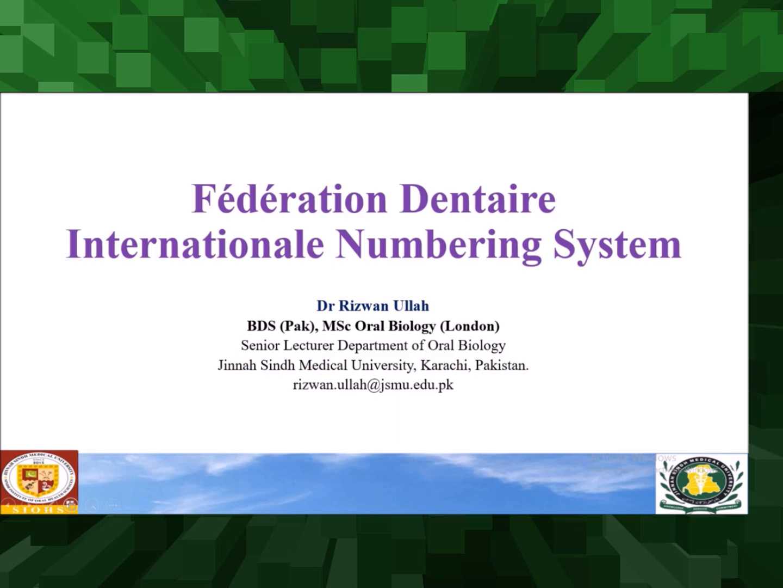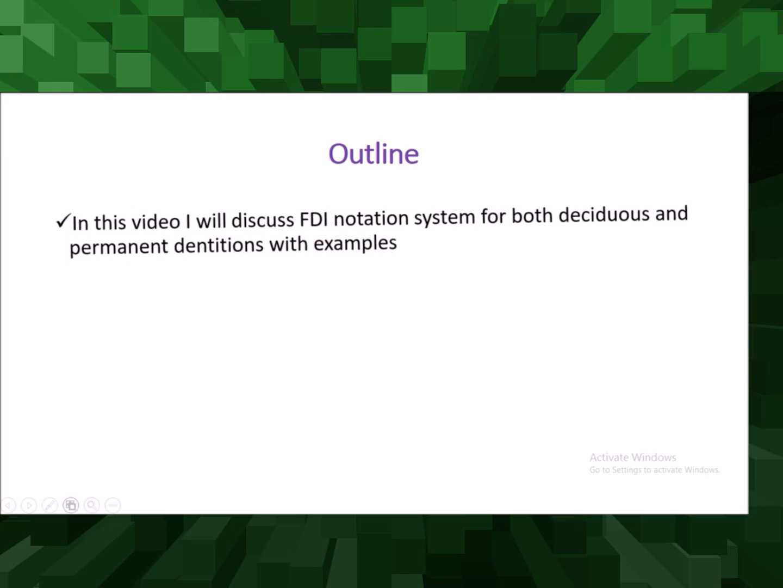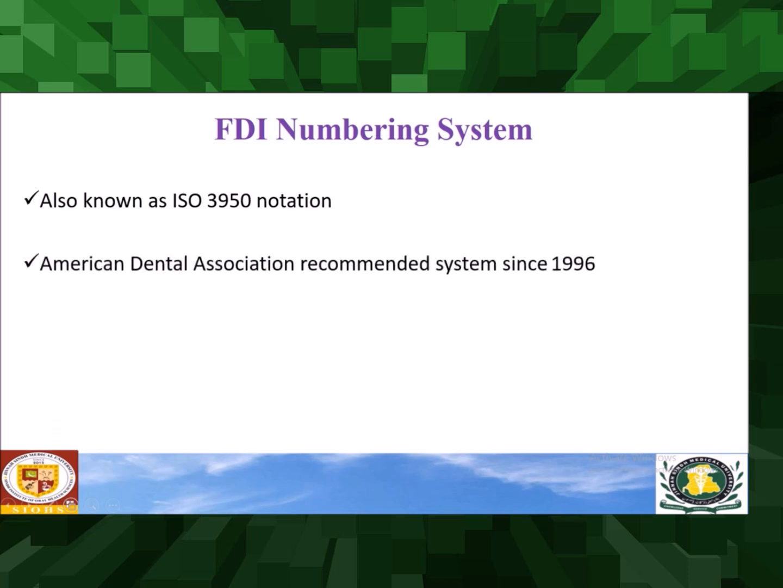Referred as the FDI notation system. In this video, I'll discuss the FDI notation system for both the deciduous and the permanent dentitions with examples. FDI notation system is also referred as ISO 3950 notation. The American Dental Association recommends this notation system since 1996. This notation system is adopted by the World Health Organization and International Association for Dental Research.